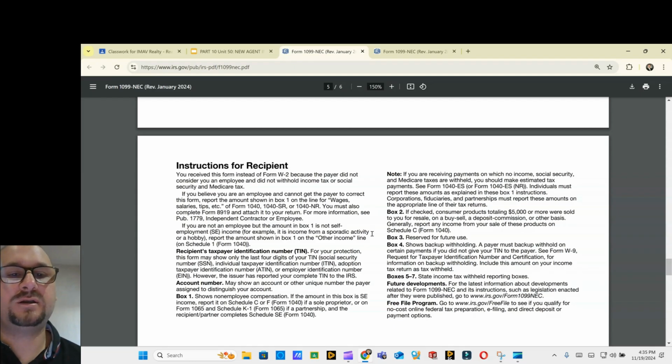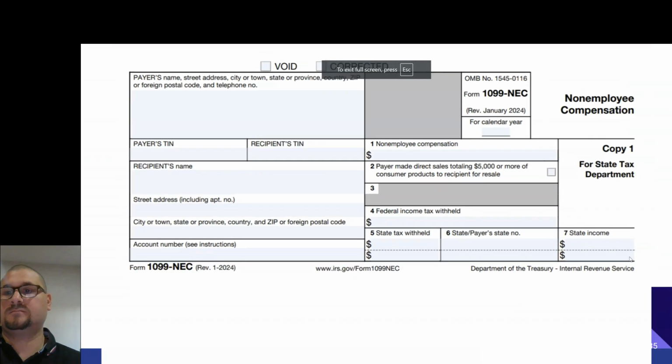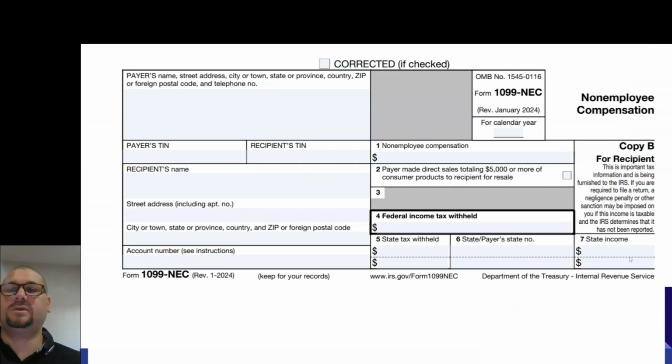If you are not an employee, but the amount in box 1 is not self-employment income, for example, it is income from a sporadic activity or a hobby, report the amount shown in box 1 on the Other Income line of Schedule 1, Form 1040. And that would be the rest of the NEC form. All right, so you'll have Copy 1 and Copy B for the recipient.